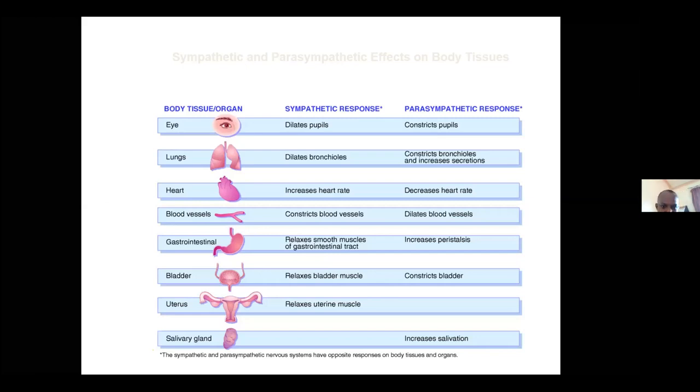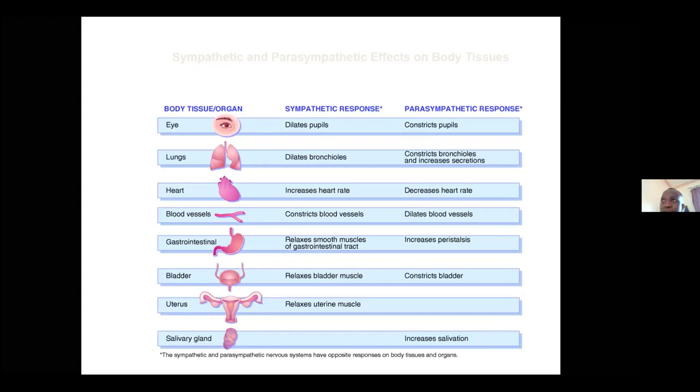Of course, the heart: the sympathetic response causes an increase in heart rate and a decrease in heart rate for parasympathetic, okay? So it increases heart rate and constricts blood vessels, the sympathetic response. And then you have an opposite response for parasympathetic. So the bladder: sympathetic relaxes bladder muscle. So when you relax bladder muscle, you constrict the sphincter, so urine cannot pass, okay?